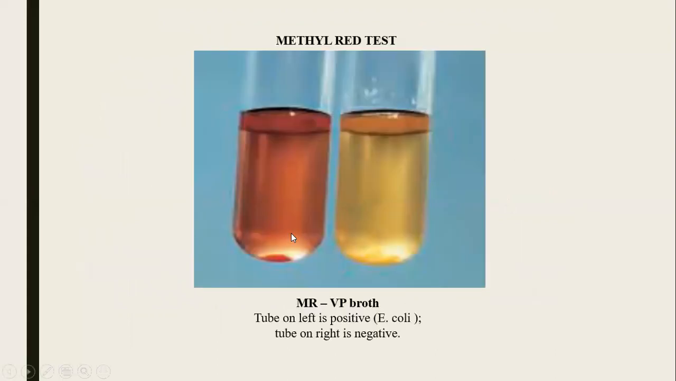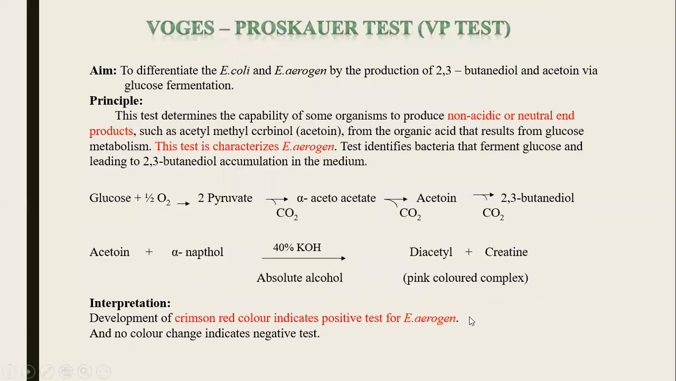The first one is a positive test. E. coli is positive, and in the second tube there is no change in the color of the medium and it is negative. Enterobacter aerogenes is negative. Escherichia coli is positive to the methyl red test.